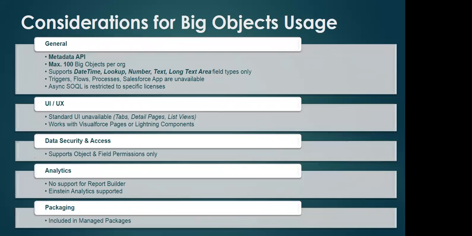With big objects, you don't really get the ability of providing finer control with record level access. So currently, big objects only support object and field permissions. So you kind of have to live with that. When we say object and field permissions, it's only restricted by profiles and permission sets. So that's something which is available from a data access standpoint within Salesforce for big objects.